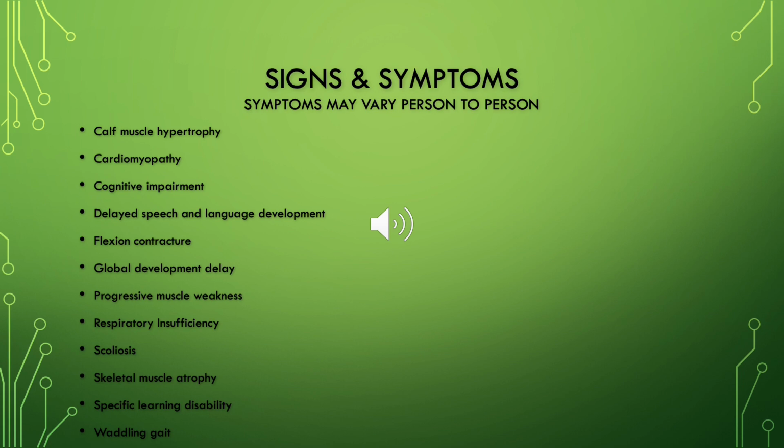Some signs and symptoms. Symptoms may vary person to person. Calf muscle hypertrophy, cardiomyopathy, cognitive impairment, delayed speech and language development, flexion contracture, global development delay, progressive muscle weakness, respiratory insufficiency, scoliosis, skeletal muscle atrophy, specific learning disability, or a waddling gait.